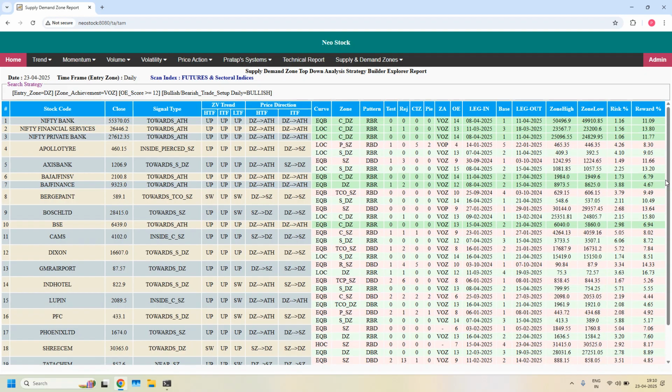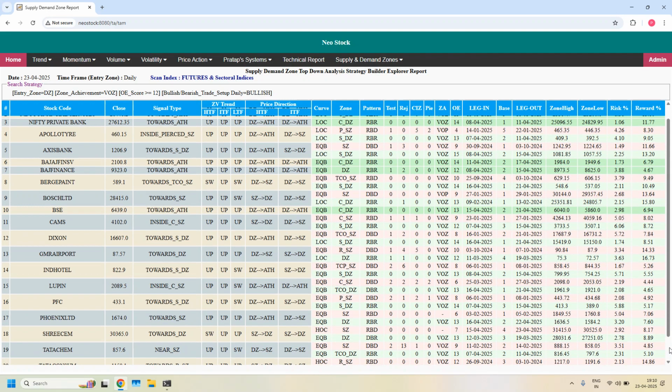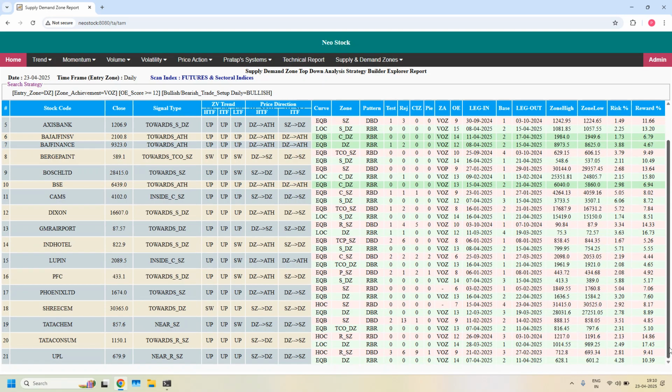Entry time frame zones are daily demand zones. All these are daily demand zones. Scrolling the list down, total 21 stocks are filtered supporting bullish trade setup for monthly income trade. And all the entry time frame zones should be daily demand zones. So we got 21 daily demand zones. Out of these 21, some of them have a higher probability of success.